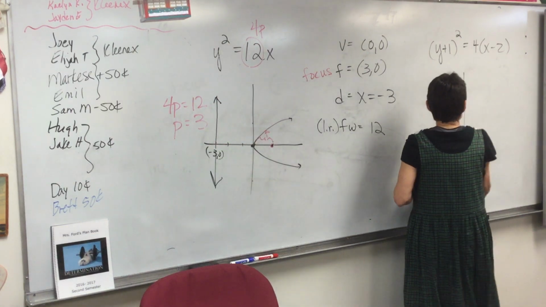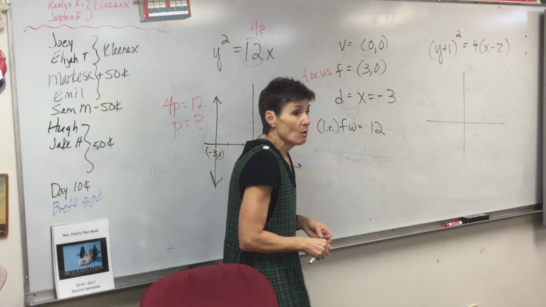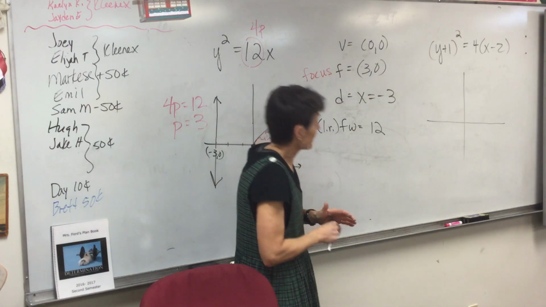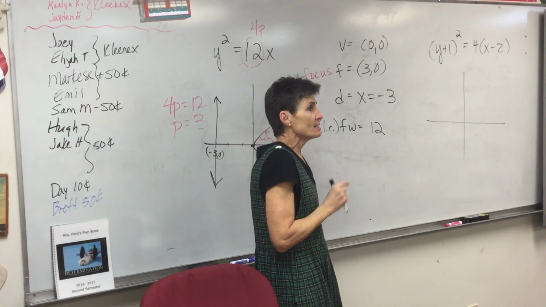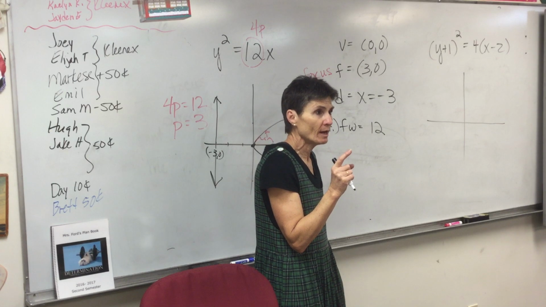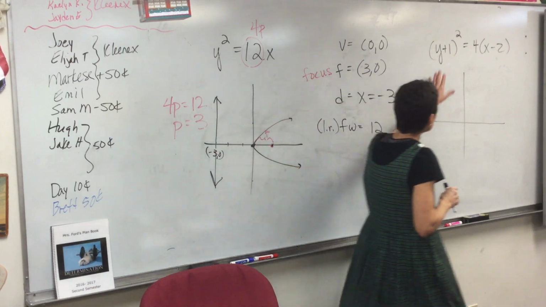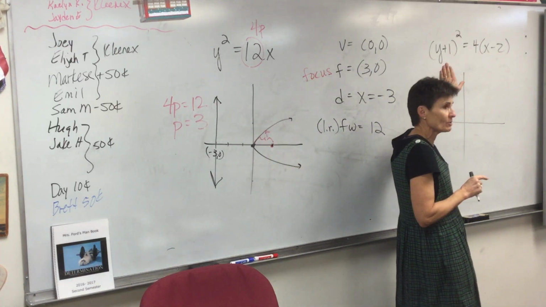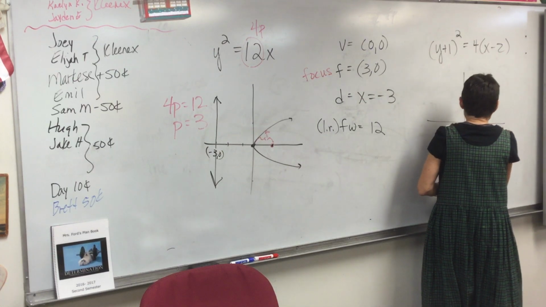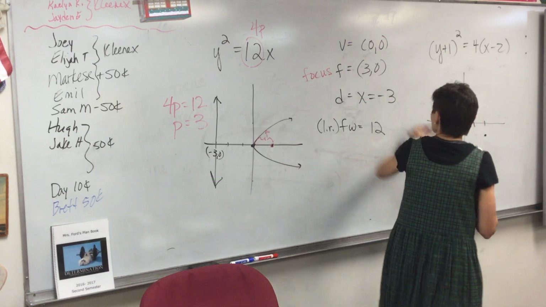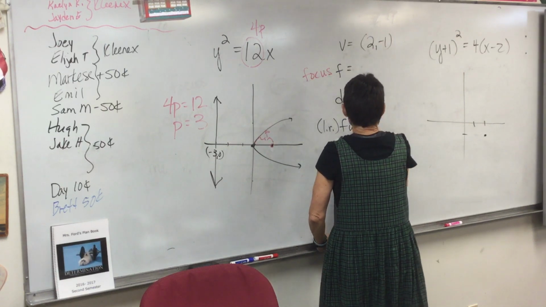Okay. Now, let's talk about this one, because this one is a little bit different. Want to take a wild guess where the vertex of this one is? 2, -1. Very good, Brittany. Did you hear her say 2, -1? Because when I write an ordered pair, x has to come first. So even though the equation is written with the y first, it has to be x, y. So her vertex is at 2, -1. Is that okay with everybody?